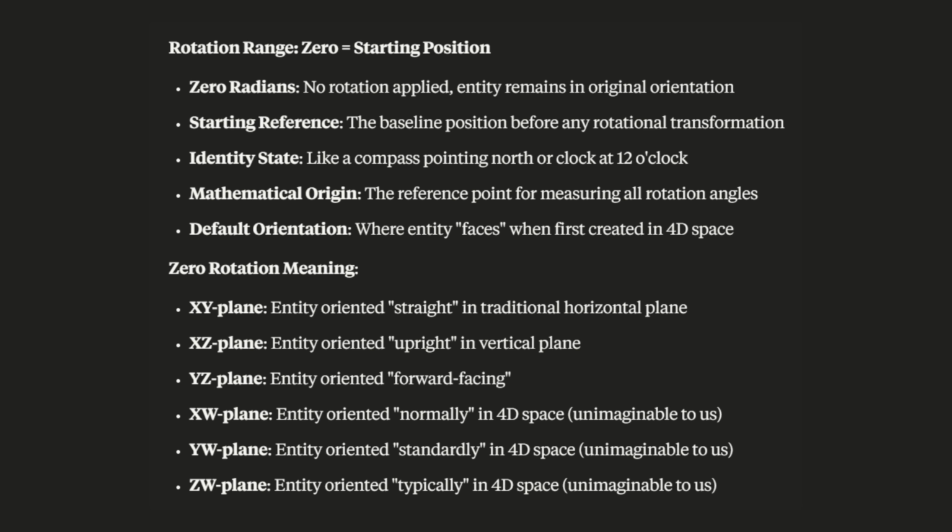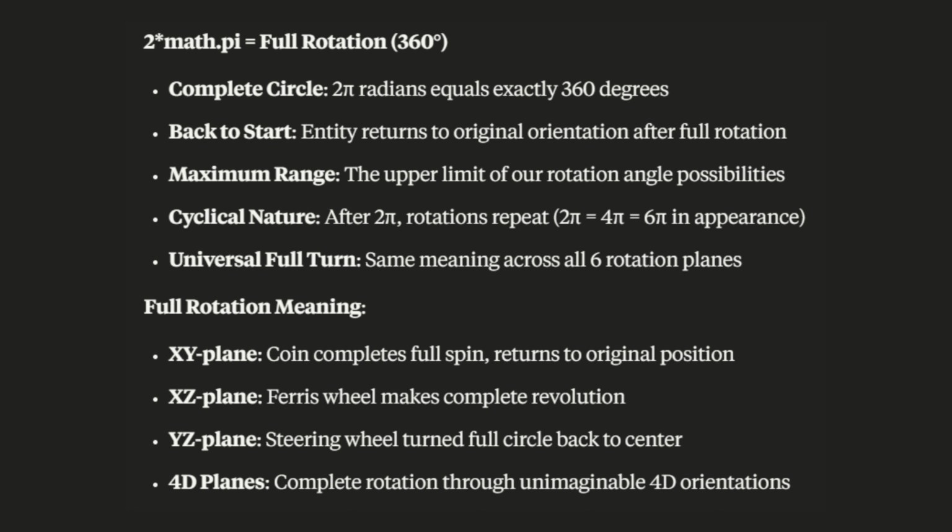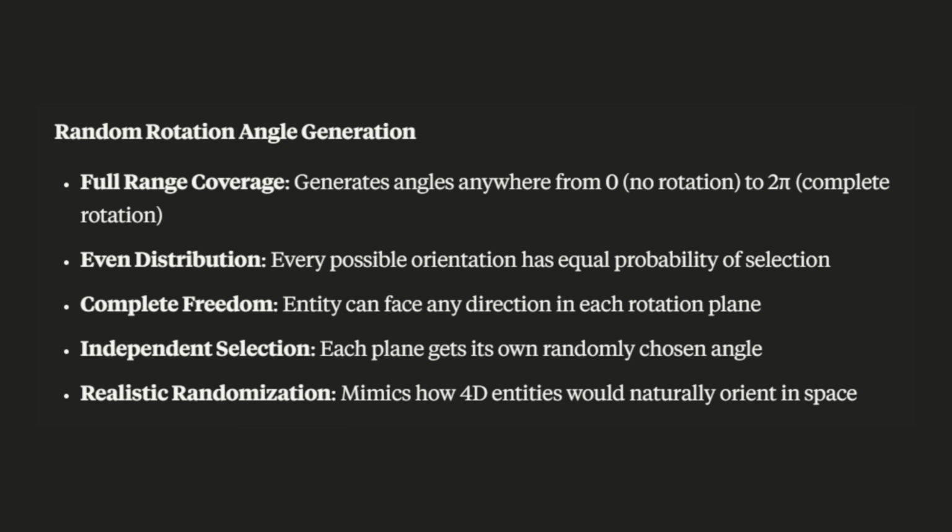0 equals no rotation, which is the starting position. Math.pi equals half rotation, 180 degrees. 2 times math.pi is full rotation, 360 degrees. So random.uniform(0, 2 * math.pi) generates random rotation angles from 0 to a complete circle for each rotation plane.